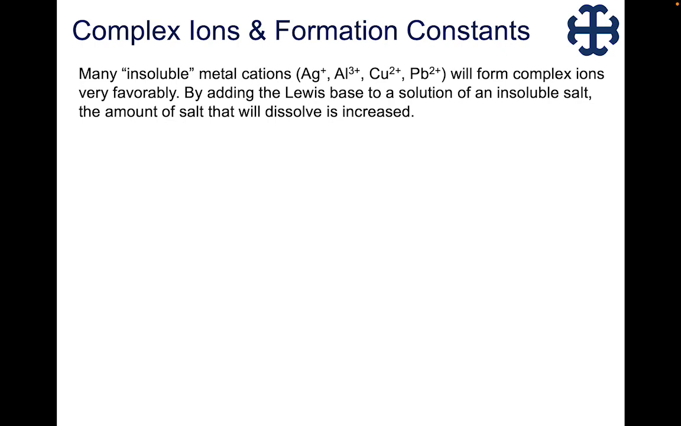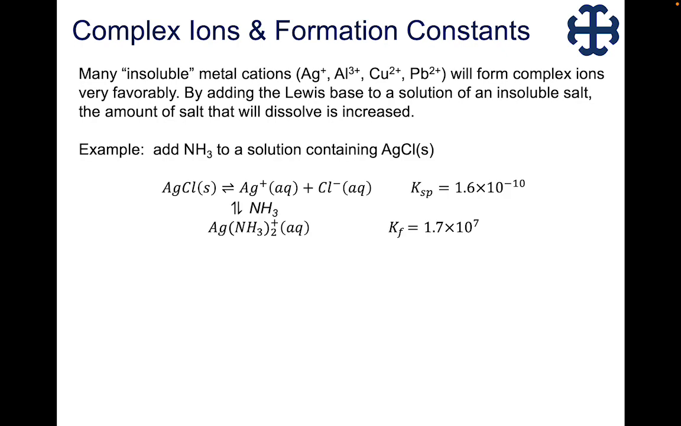And so how does this connect to KSP? We can essentially couple these equilibria, so we can make things that are insoluble, so things like silver plus, aluminum, copper 2 plus, lead 2 plus. We can make them more soluble by forming complex ions. Okay, so if we add a Lewis base to a solution that contains some sort of insoluble salt or only partially soluble salt, we can actually dissolve a lot more of it.